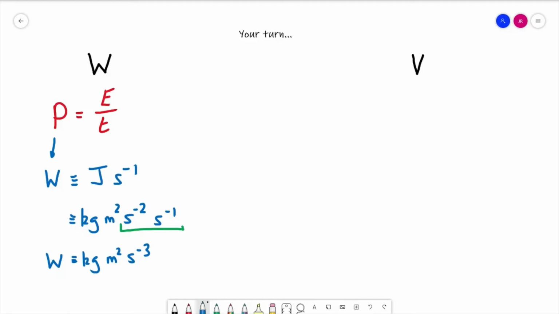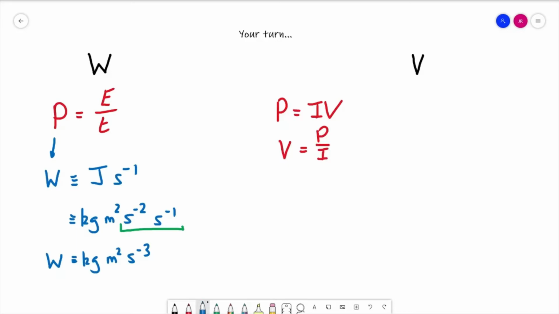Now for the volt, again there are a couple of different ways that we can go here. Possibly the easiest way to go, especially now that we've worked out what the equivalent of the watt is, is probably to go for the equation P is equal to IV. Because we're looking at the volt, I want to rearrange this equation first to make potential difference the subject of the equation, and therefore V is equal to P over I.